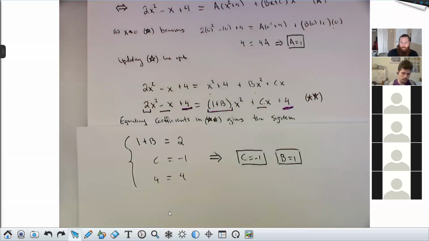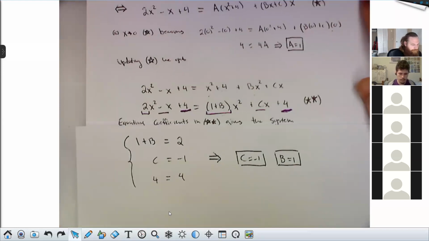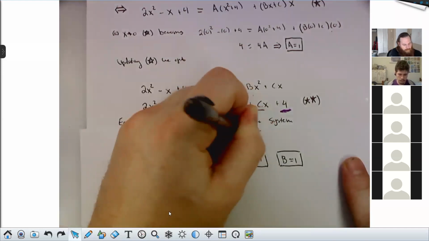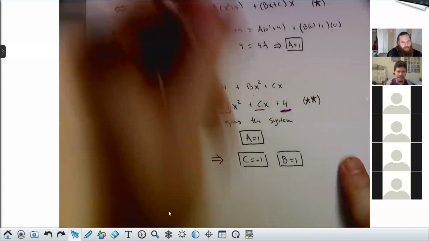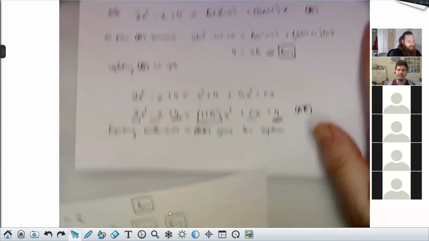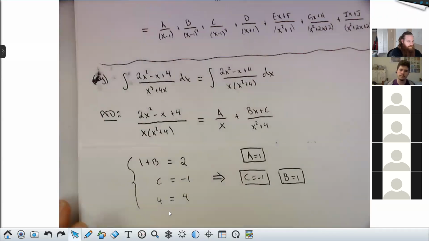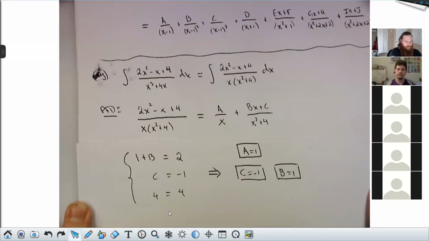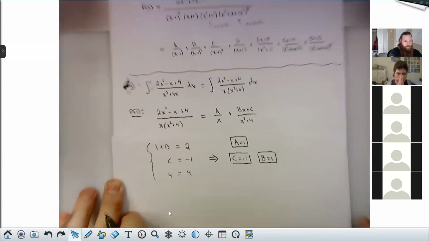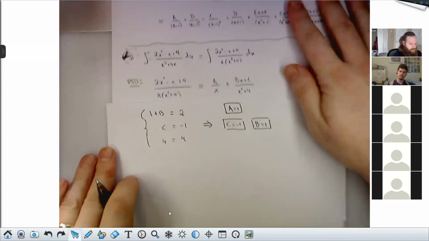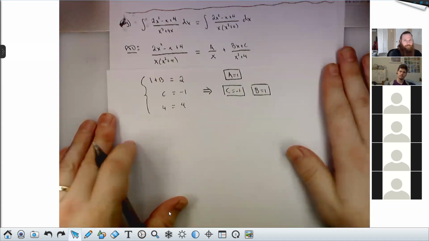which means I'm ready to do the integral because now I know my PFD. I'll write A equals 1 here and box it just so I can copy it down and have it to work with. Here we are. Recall, this is the situation we were in. So now we are ready to rock and roll.